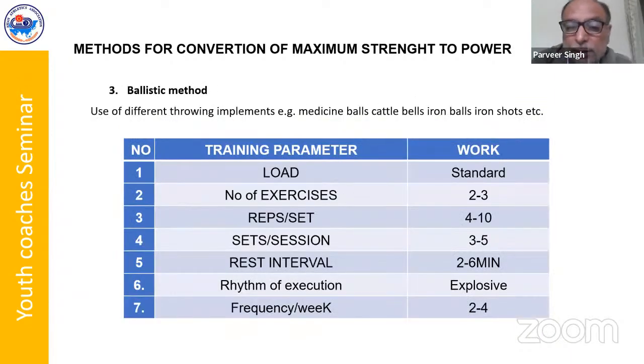Then comes the ballistic method. Ballistic method means we can use some additional implements like medicine balls, kettlebells, some shots or other additional implements. With that, the resistance is very low, but more than your standard implement, maybe shot or discus or javelin or hammer. So still you are developing force, but with high speed. So you can choose exercises accordingly. You can fix the repetitions and sets, and twice or thrice a week is sufficient.